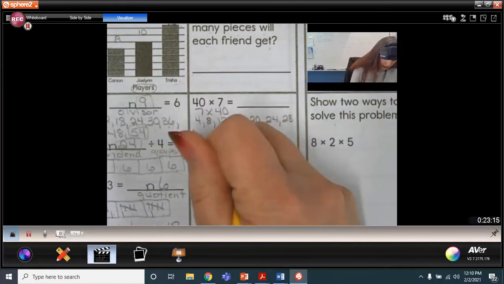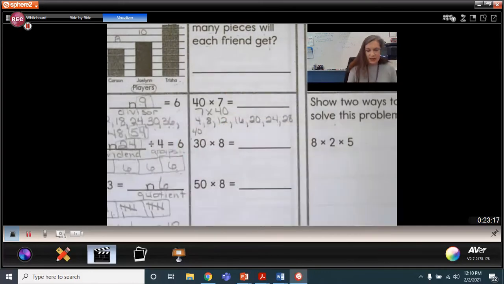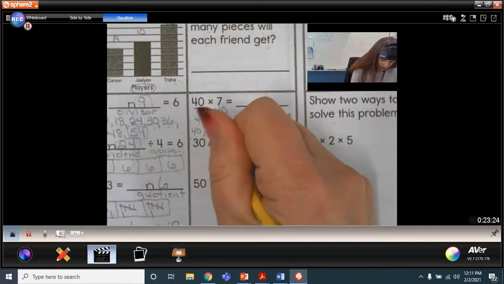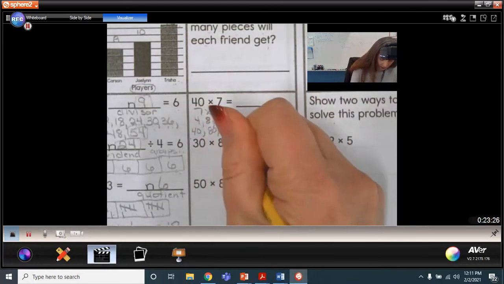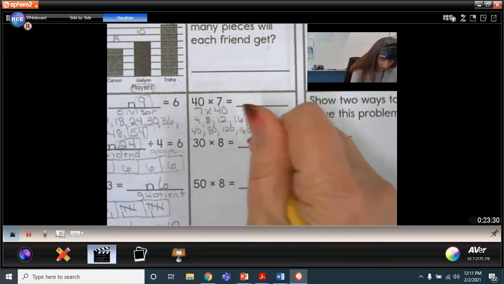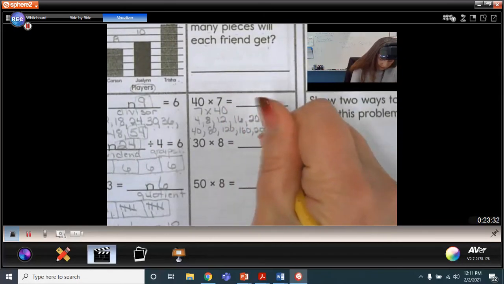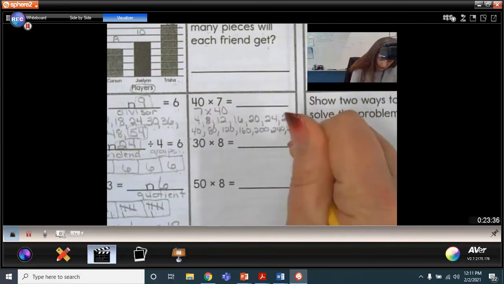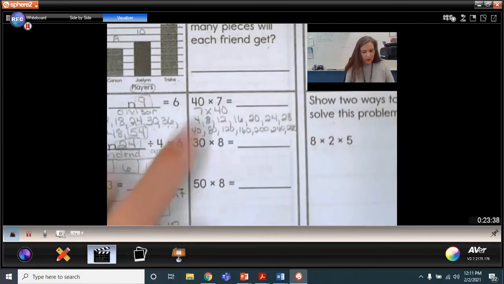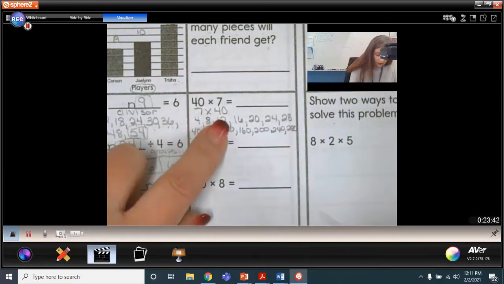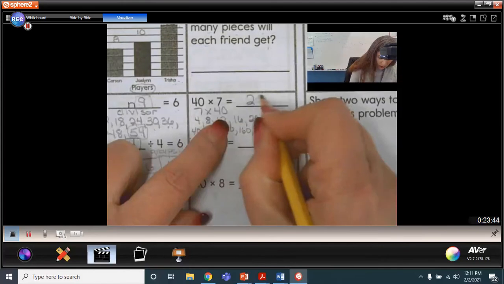Now, just like patterns of 4, I can do patterns of 40. So if I were to add groups of 40, it would follow the same pattern as adding 4s, but now we're in the tens place. So 40, 80, 120, 160, 200, 240, and 280. So 40 groups of 7 or 7 groups of 40 would give me 280.